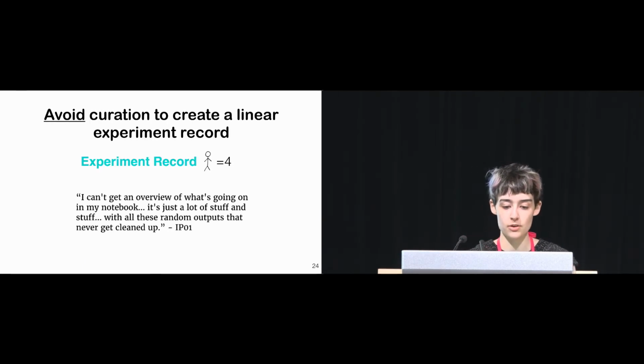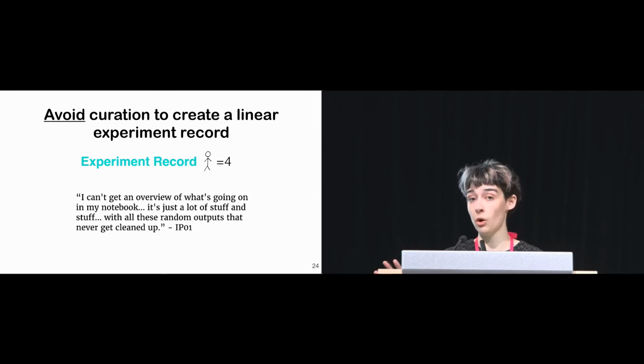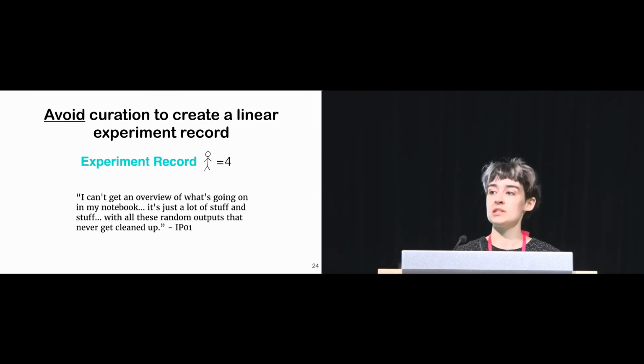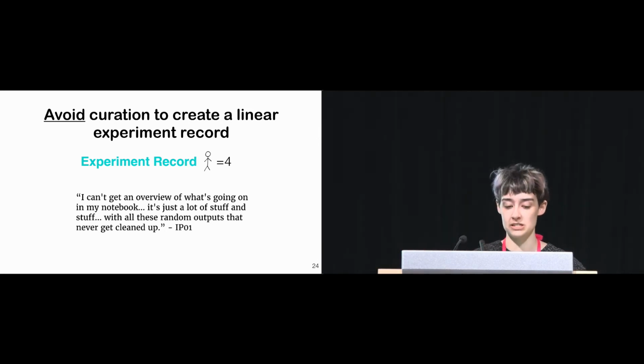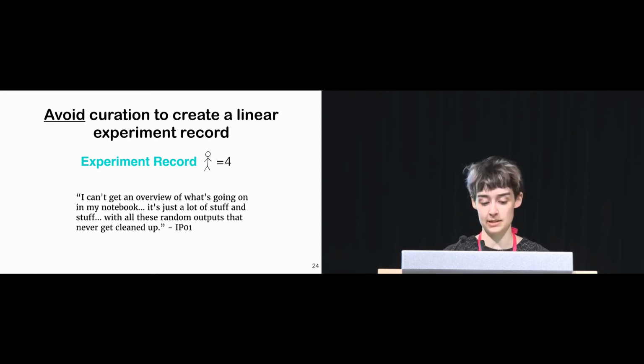Now, if you recall, we did have 4 participants whose goal was to keep an experiment record. And how they did it was they largely avoided any curation through expand, reduce kind of practices. They avoided deleting their cells, they avoided combining cells, they sort of left things just as is. But this came at the cost of an excessively messy notebook. So participant 1 said, I can't get an overview of what's going on in my notebook. It's just a lot of stuff and stuff.